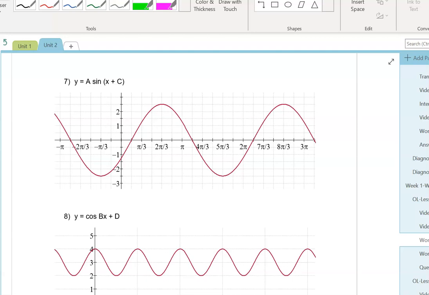Hi guys, I've just made this video to really help you with worksheet number 4, which is really about finding the equation of the graphs where there's a horizontal shift. So I'm just going to work from question 7 and look for those horizontal shifts.